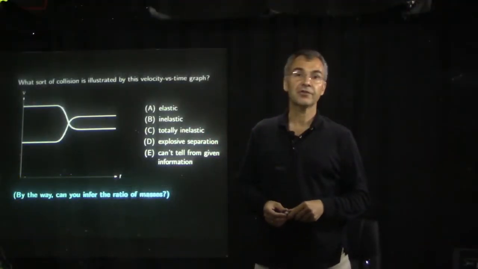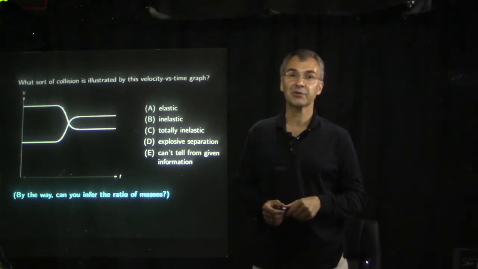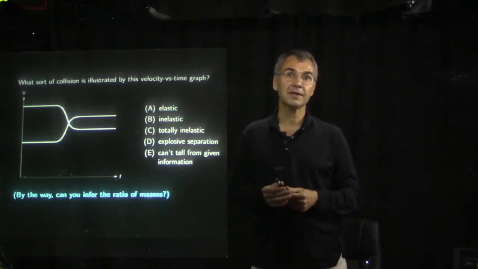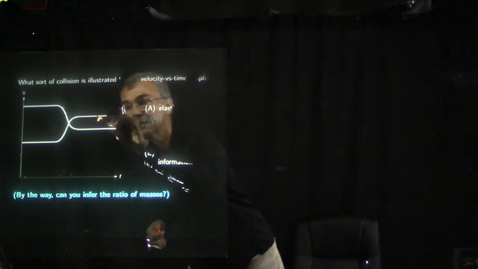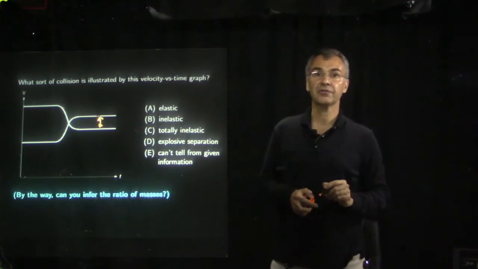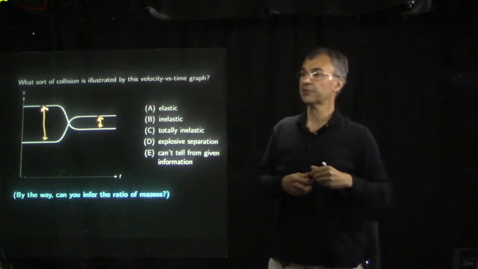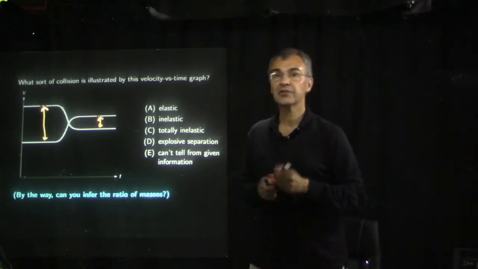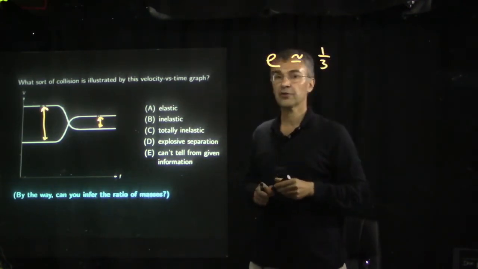What kind of collision is illustrated by this velocity versus time graph? So we have velocity on the vertical axis and time on the horizontal axis. Again, we want to look at the relative speed after versus the relative speed before. The relative speed after is the size of this difference, and the relative speed before is the size of this difference. So the relative speed beforehand is about 3 times as big as the relative speed afterwards. So I would say in this case we have a restitution coefficient of something like 1/3.